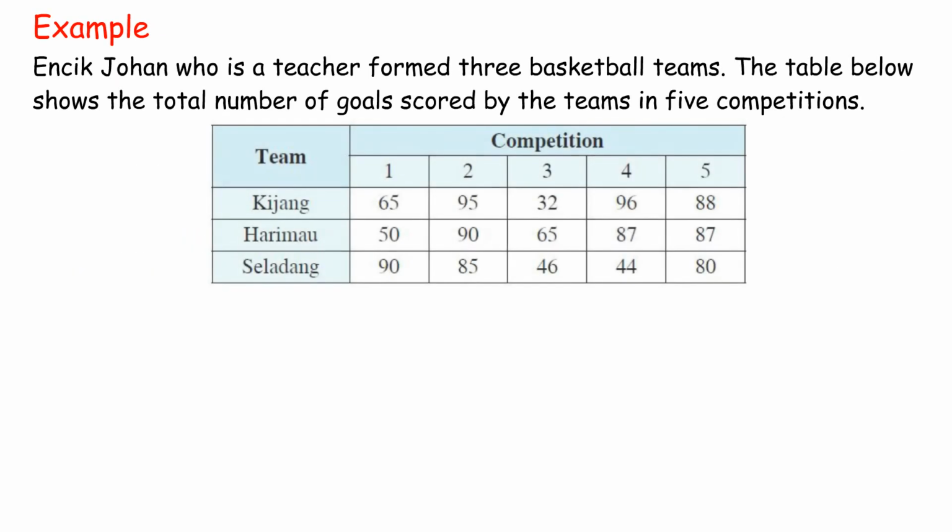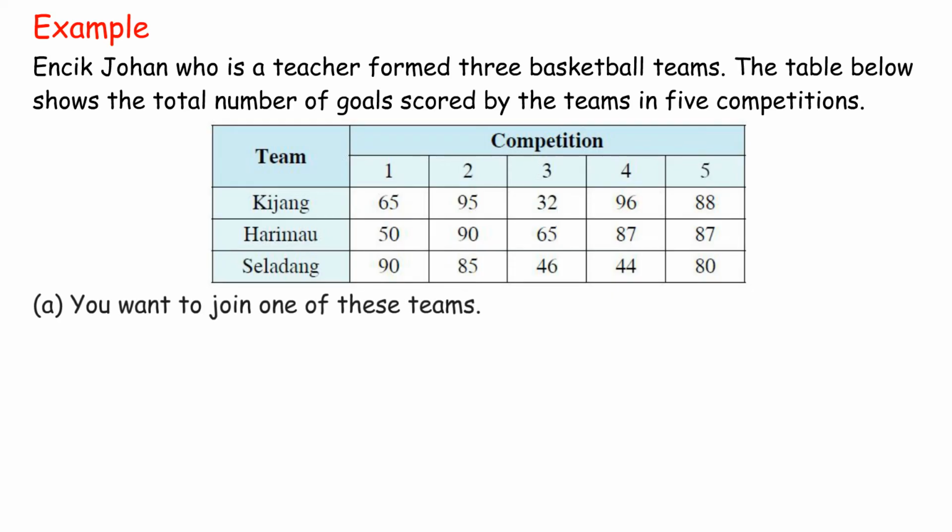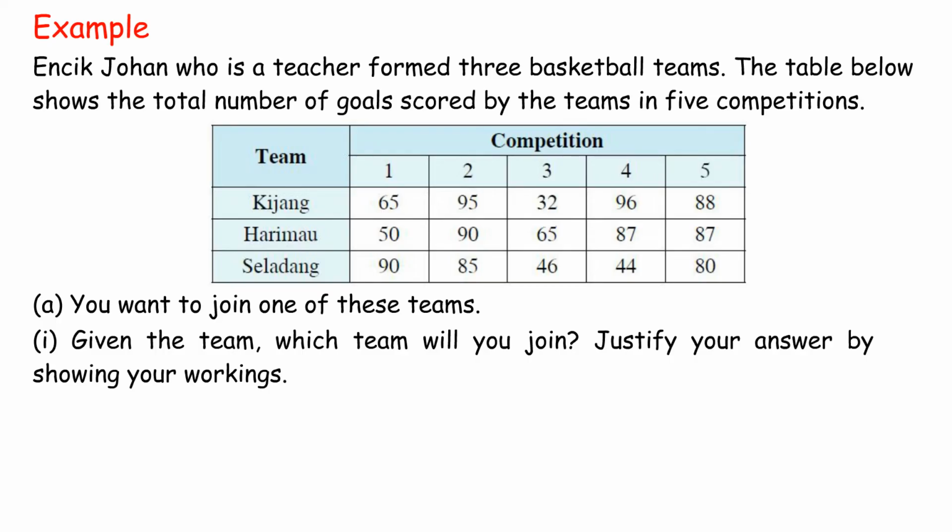Example: Encik Johan, who is a teacher, formed 3 basketball teams. The table below shows the total number of goals scored by the teams in 5 competitions. A. You want to join one of these teams. 1. Given the team, which team will you join? Justify your answer by showing your workings.